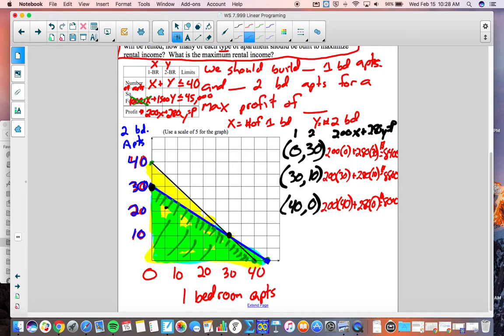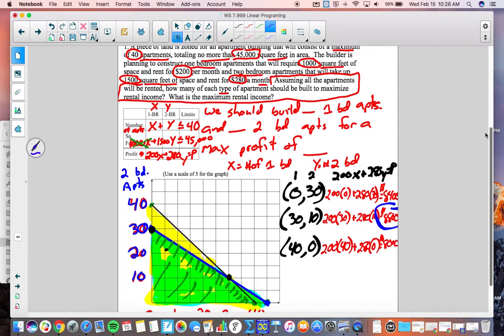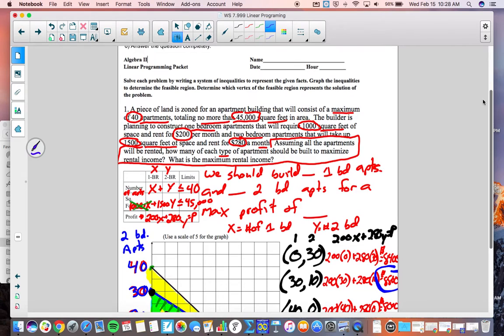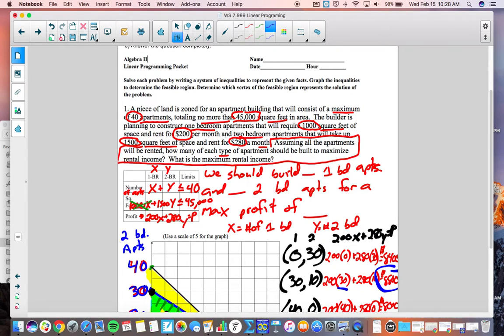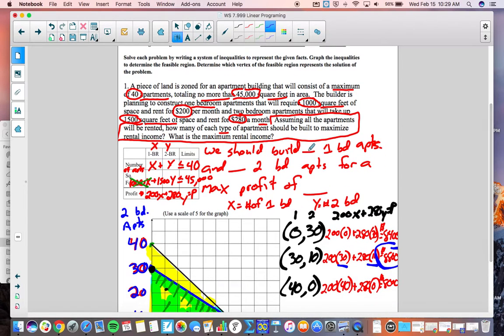Remember, this is 1 month, so each month, this apartment might get rented out for hundreds of years. It matters that that's the biggest profit by $400, and that happens every single month. That's a lot of money. So that's if we get 30 1-bedrooms and 10 2-bedrooms. So we can now answer our question. We should build 30 1-bedrooms and 10 2-bedrooms, and that gives us a maximum profit of $8,800.